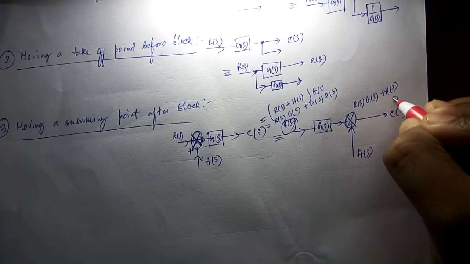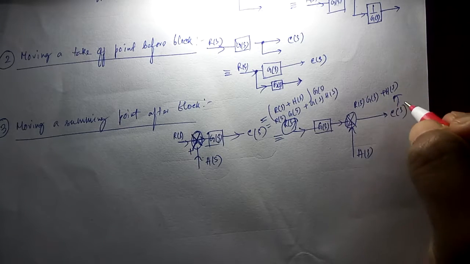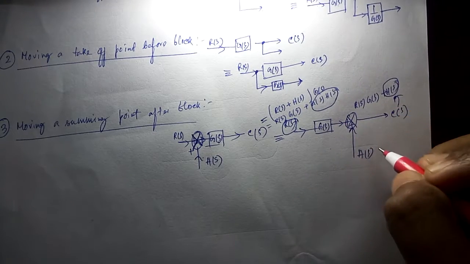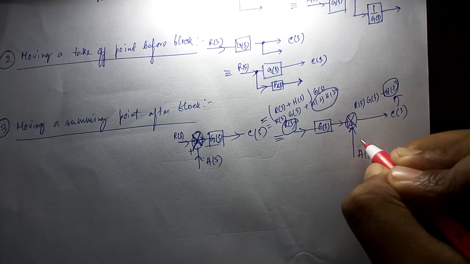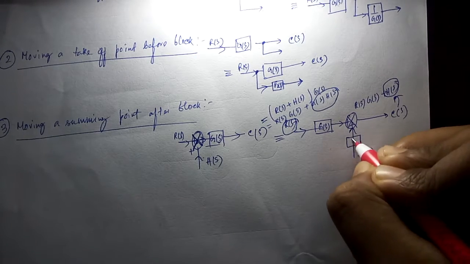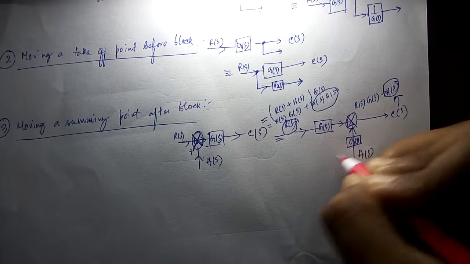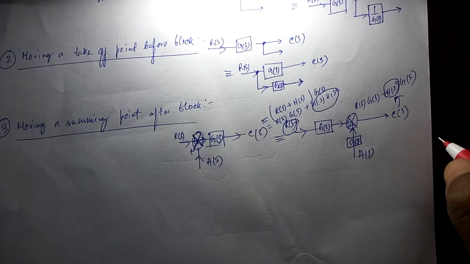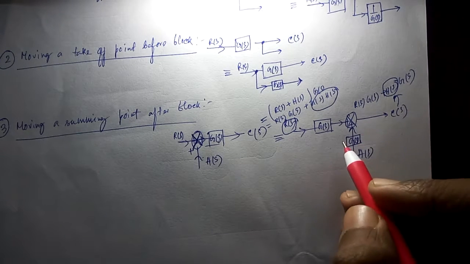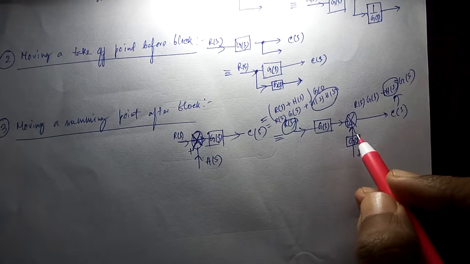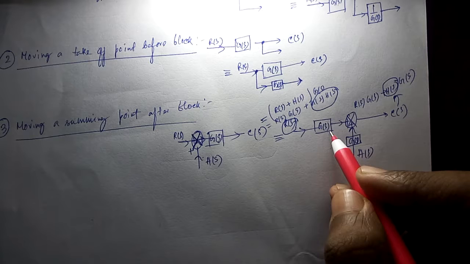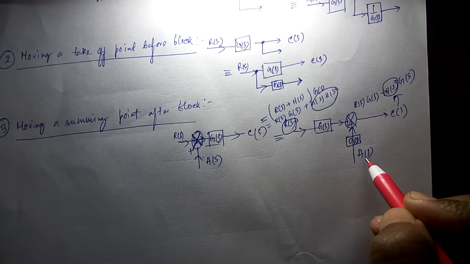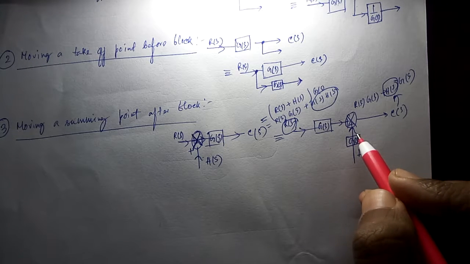after adding this, and this will be CS, meaning we are not getting GS HS. We are getting only HS. To get GS HS, we have to multiply GS with HS first here, and then we have to take the addition, right? Then it will become GS HS here. So to transfer the summing point after any block, we have to multiply the transfer function of that block with the value which is coming to the summing point.